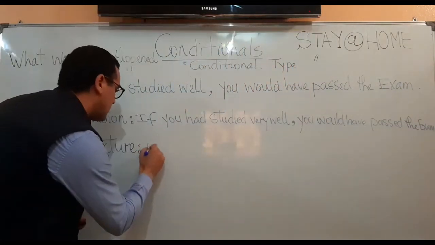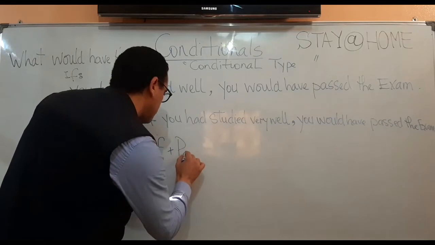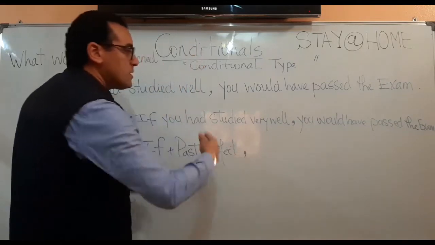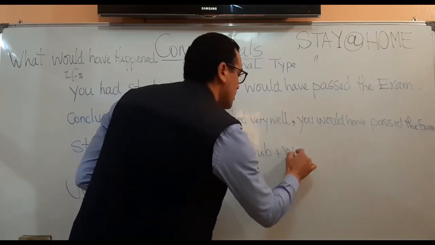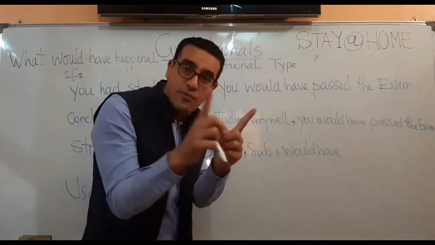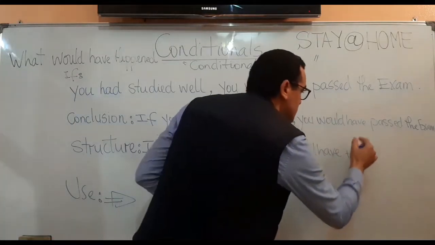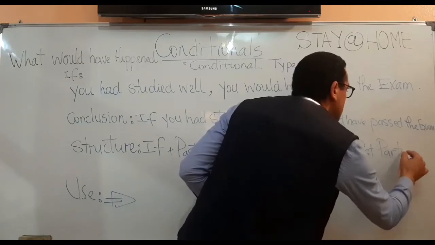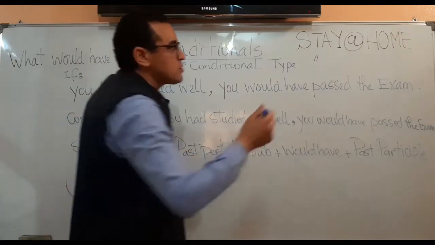What's the structure? The structure is if plus you had studied, it's the past perfect, as you can see. Comma, what's the result or the conclusion? It's subject plus would and have on one phrase. Please do not split them, do not separate them. So would and have on one phrase, plus the past participle, le participe passé, of the verb. And we have already talked about this.